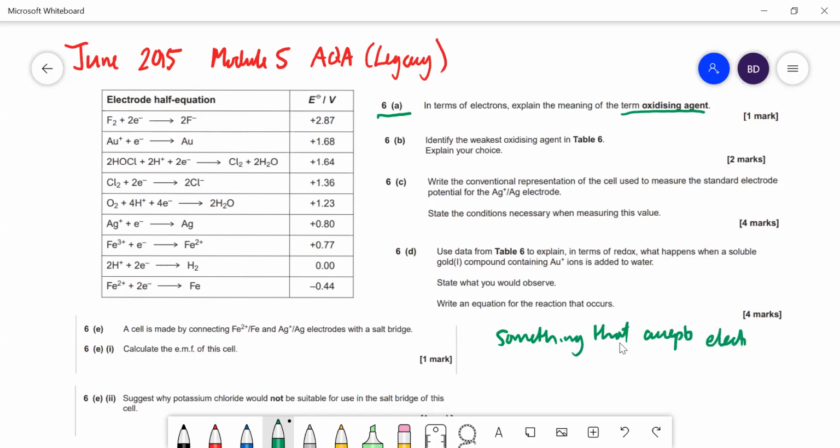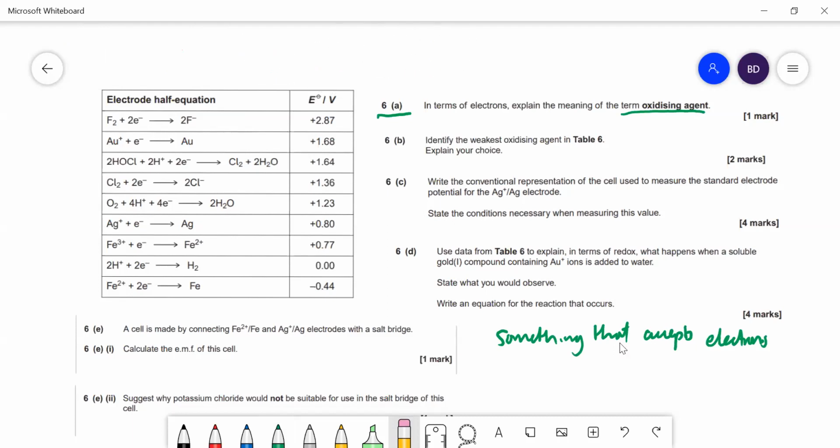and in doing so, it gets reduced itself. Right, identify the weakest oxidizing agent in table 6. So we need to identify which side of the equation are the oxidizing species. So these are all the potential oxidizing agents on the left of the arrow, and the potential reducing agents are all on the right of the arrow.